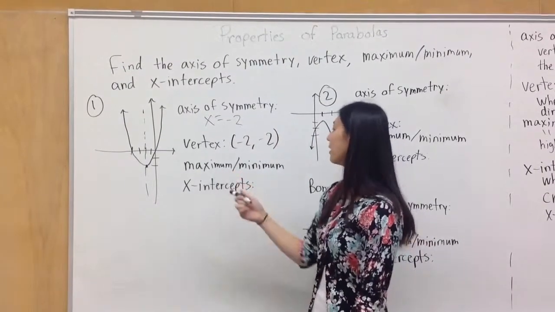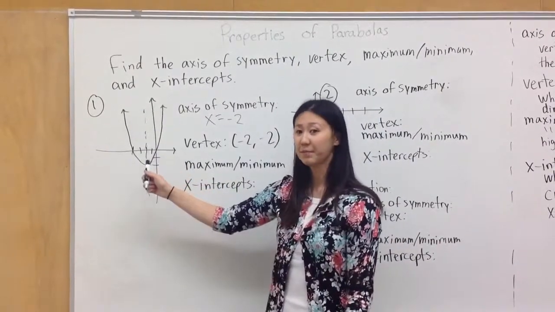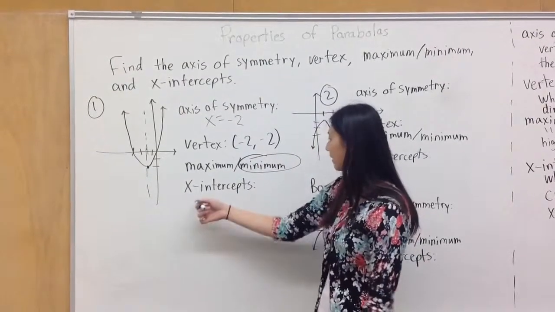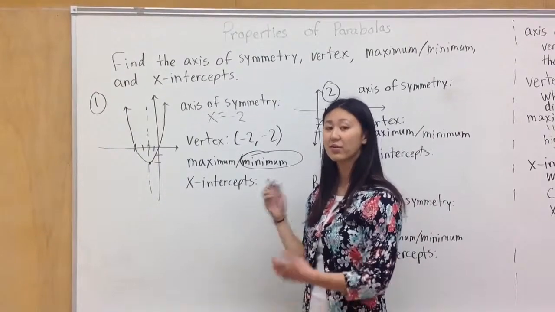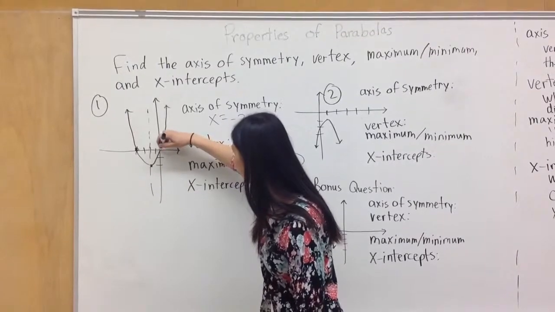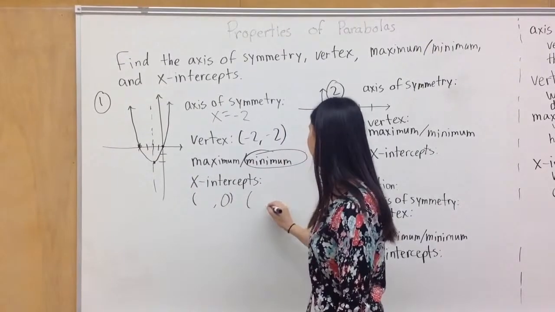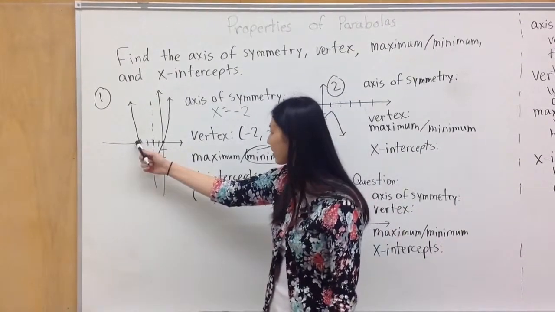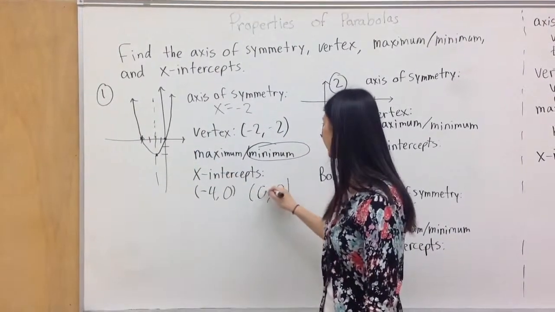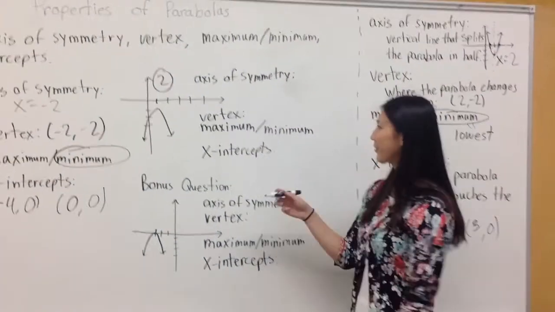Okay, on to the next part. Maximum or minimum. Is the vertex the highest point or the lowest point? It's the lowest point here, so it's my minimum. Alright, lastly is my x-intercepts. Where does it cross the x-axis? It crosses in two places, one right here and one right here. Remember, your points will always end in 0. And right here, that's negative 4. So we have (-4, 0), and that right there is (0, 0). Okay, let's look at our second example, and then we'll be on to the bonus question.